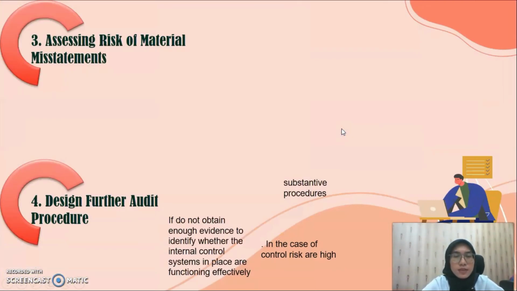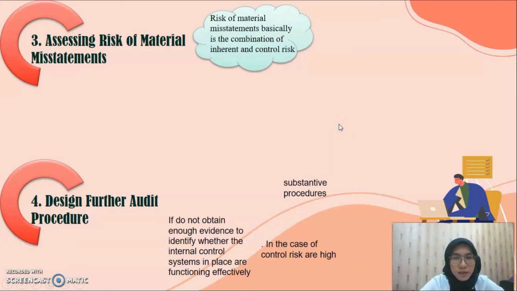So for the third step is assessing risk of material misstatement. Risk of material misstatement basically is the combination of inherent and control risk. Inherent risk means the material misstatement can happen before consideration of internal control, while the control risk is that the control procedure cannot avoid or detect material misstatement from occurring in the financial statement of the entity.